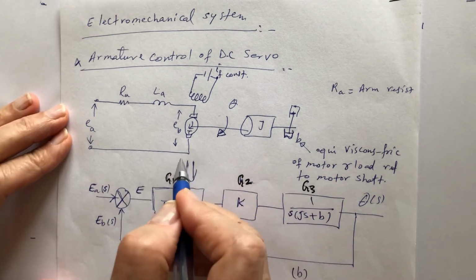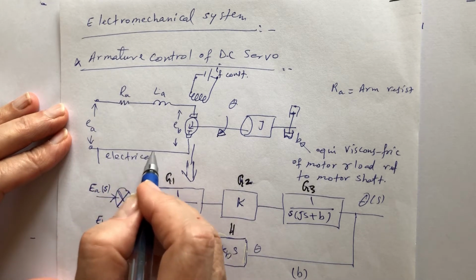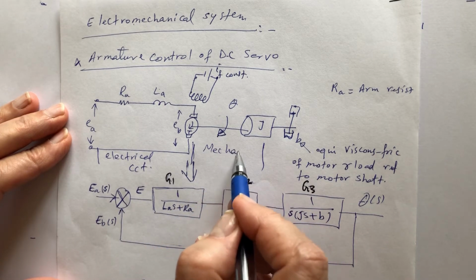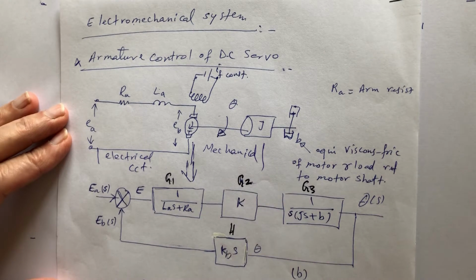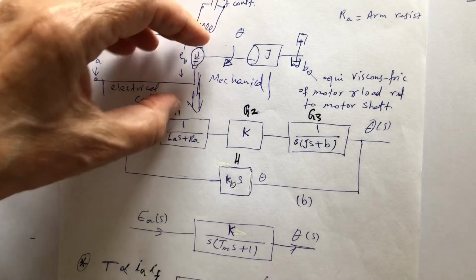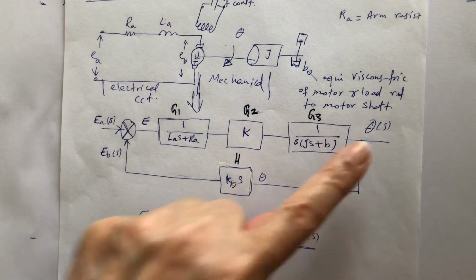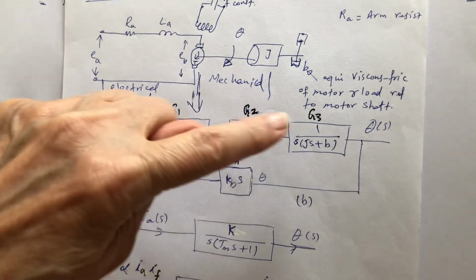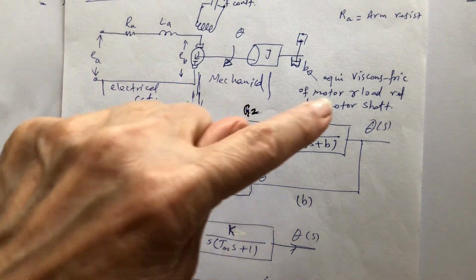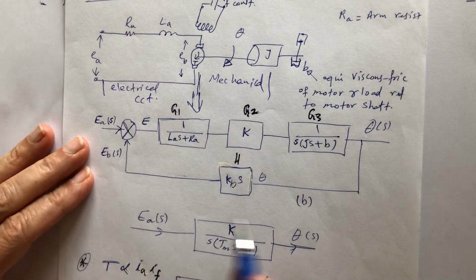From here to here, it's the electrical circuit. And from here to here, it's mechanical. Now, if I manage to put this as a block diagram, then I can find the transfer function, which is theta over EA equal this one times this one times this one, over one plus this times this times this. So I'll find the transfer function. It will be something like this.